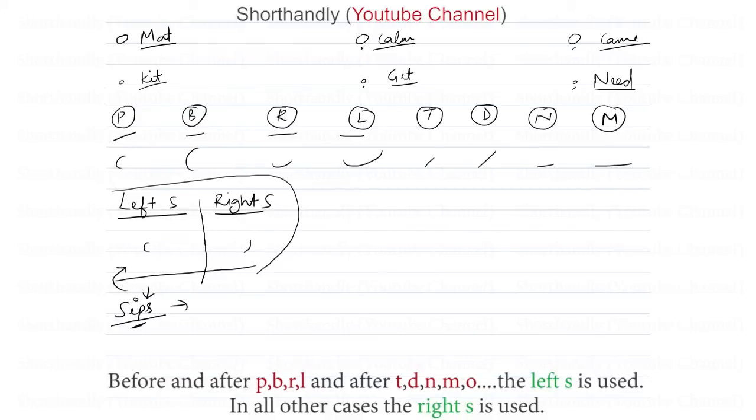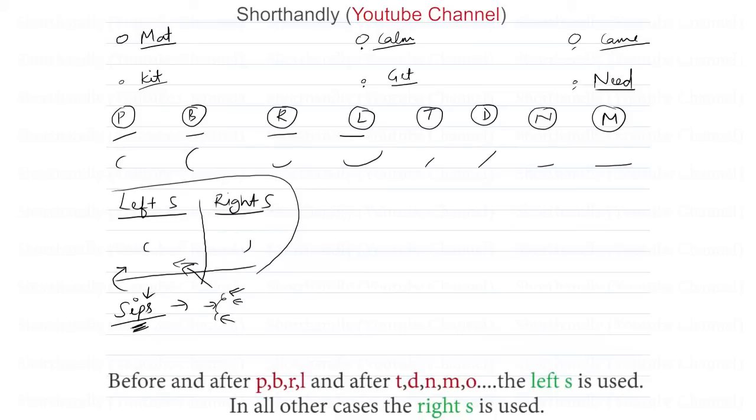So let's make this overall word sips. It will be made like this. First of all, we have this left S, which is this one, and then we have this E vowel, which is very similar to the one in the word kit. Then we have this P character, then finally again we have this left S. We have used the left S here in this word sips because we have this P character here, and in the statement also it says before and after P we have to use the left S. So that's why we used the left S here.